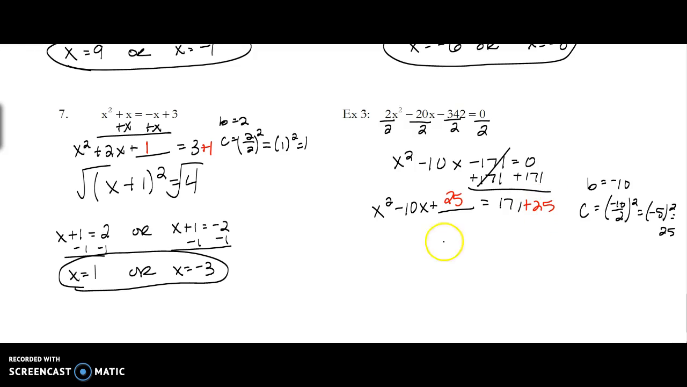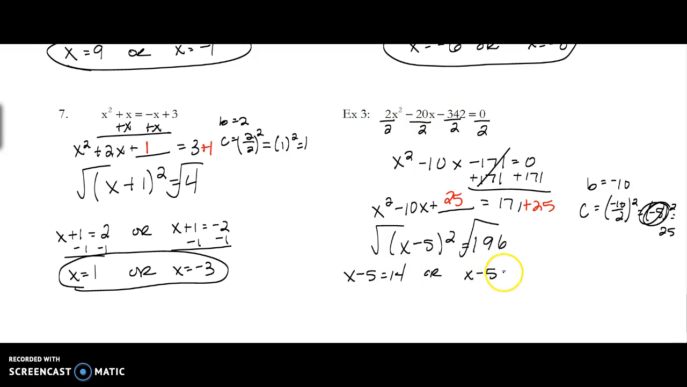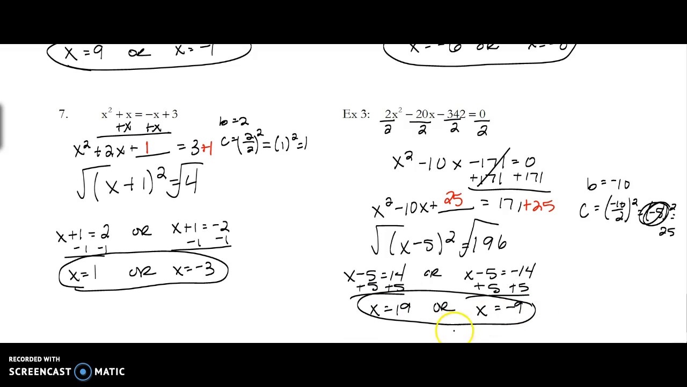So when we would simplify, we would have x minus 5 squared equals 196. And when we square root, we would have x minus 5 equals 14, or x minus 5 equals negative 14. We would add 5 to both sides and get x equals 19, or add 5 to both sides here and get x equals negative 9. That is completing the square.